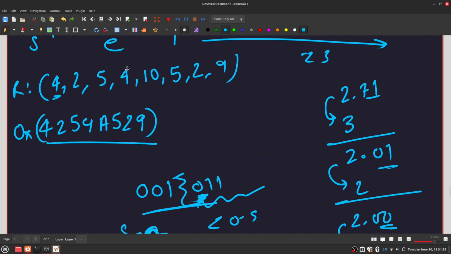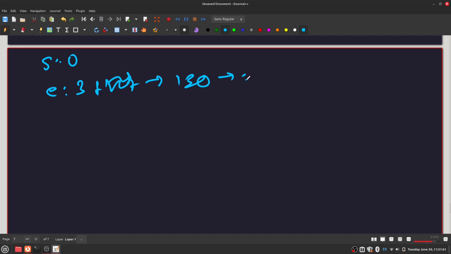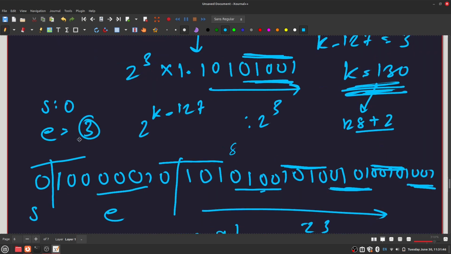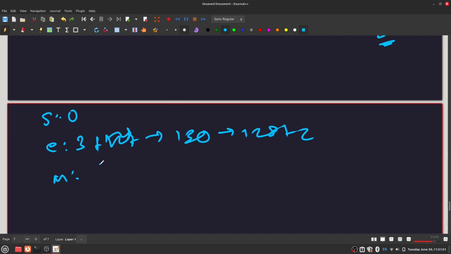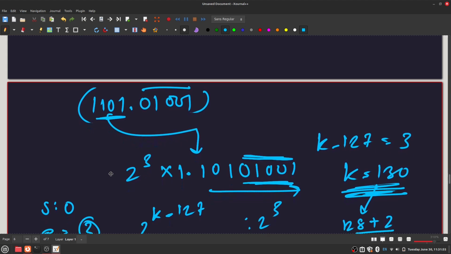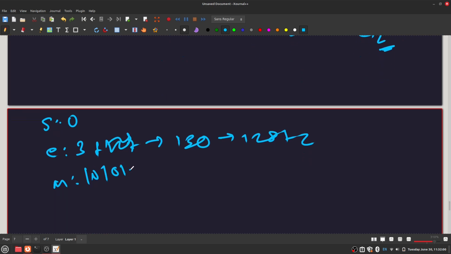Okay, so sign bit was a 0. The exponent is supposed to be a 3. So I'll just add 127 here. We'll get a 130. 130 is again 128 plus 2. And then the mantissa 101 101 101 101 01001 0101 01001. Okay, I'll keep that in mind.